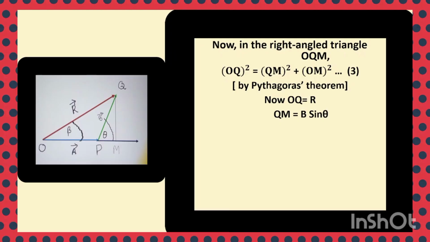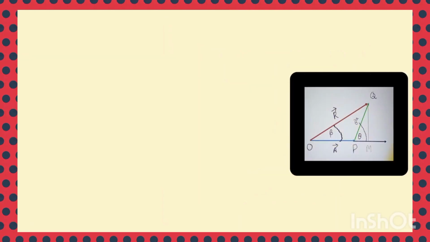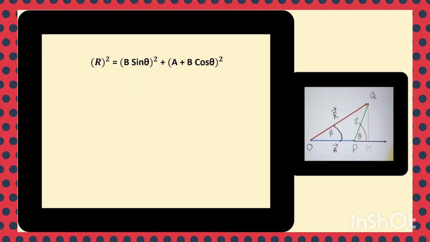QM is equal to B sin theta, we have already got. PM is equal to B cos theta, and we have to find out OM. Here OP is equal to A, and OM is equal to OP plus PM, so OM is equal to A plus B cos theta. So you can use this value in equation 3. OQ square is equal to QM square plus OM square, and R square is equal to (B sin theta) whole square plus (A plus B cos theta) whole square.